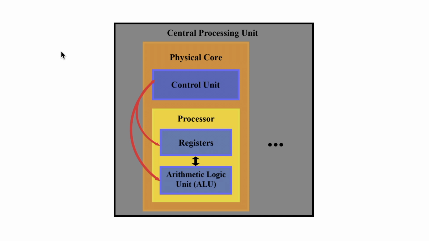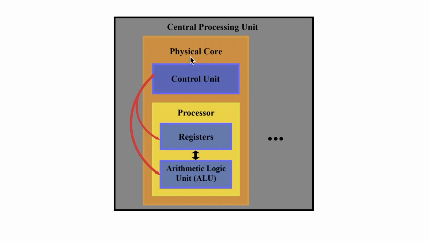And here we have a diagram of the central processing unit, which has a single physical core. Note this "..." right here signifies that there could be more than one physical core, but just for simplicity's sake on this diagram, only one physical core has been shown. But as we can see, a physical core has a control unit, which is going to interact with both the registers and the arithmetic logic unit.